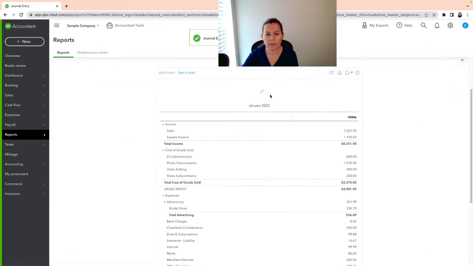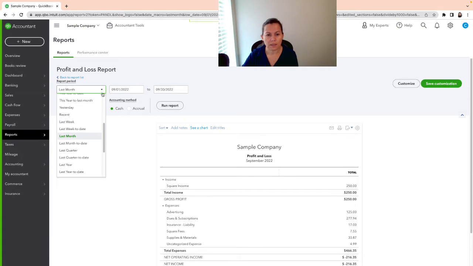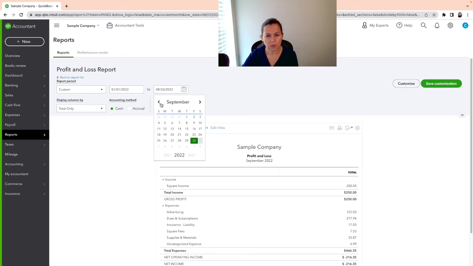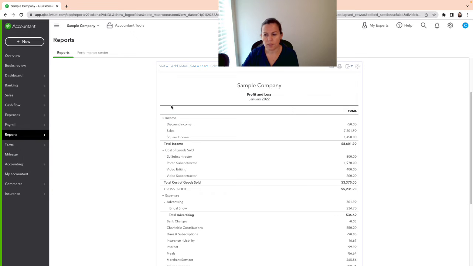And now we're going to take a look at the profit and loss. And we're going to put a specific date as far as January, and we're going to see those transactions in there. January 1st through the 31st. All right, so look at this. This is the information we just added. We have the income, the discount income, and we increase our Square income by the entry.